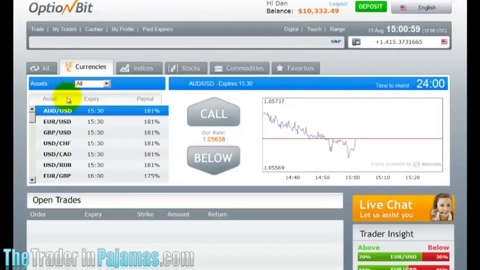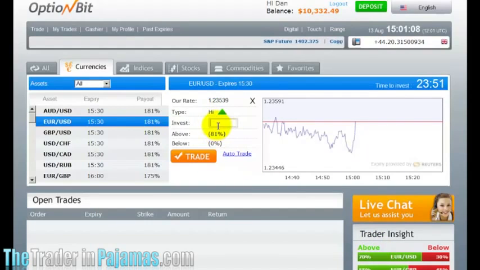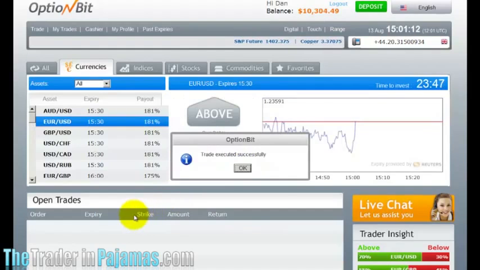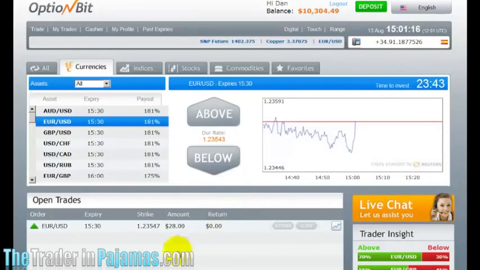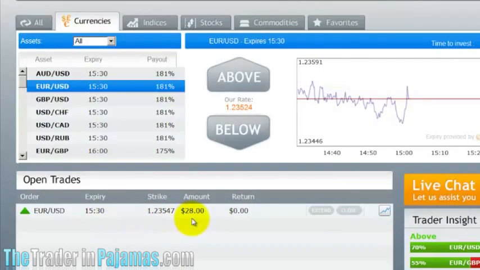I'm going to choose Euro USD, look at the Trader Insight chart. 70% of traders are saying it's going to go up, so I'll click Call and enter into the $28 trade, and that's going to give me a possible return of $50.68. That means that if I win this trade, I'll make about a $22 profit, and that's going to be enough to cover the loss from my previous trade and make a little bit of money on top of that as well. All right, I'm going to pause the video now, and I'll be back with you when this trade expires.